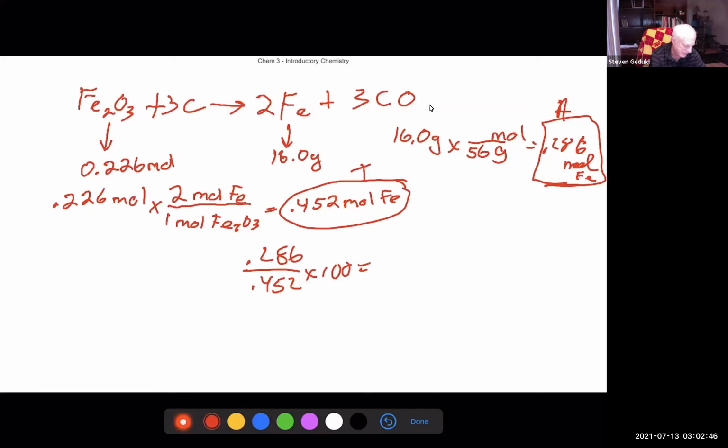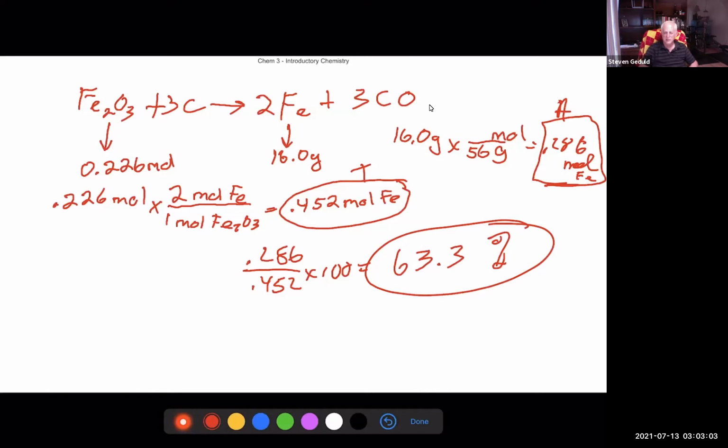So 0.286 divided by 0.452 times 100 equals 63%. And that's your percent yield. What you actually produce divided by what you should have produced, if it went 100%, times 100 gives you a percentage. Does that make sense? Yes. Okay.